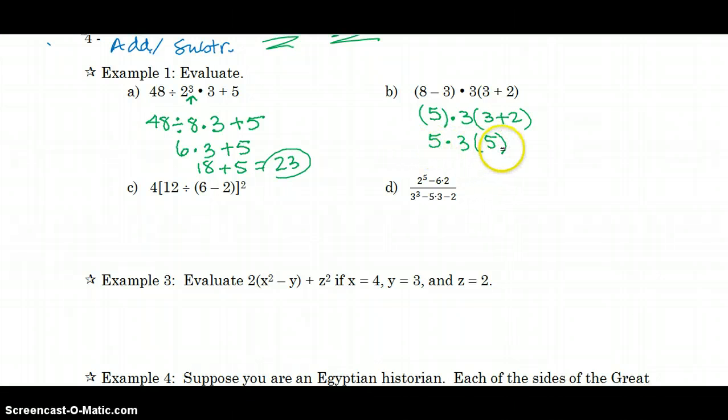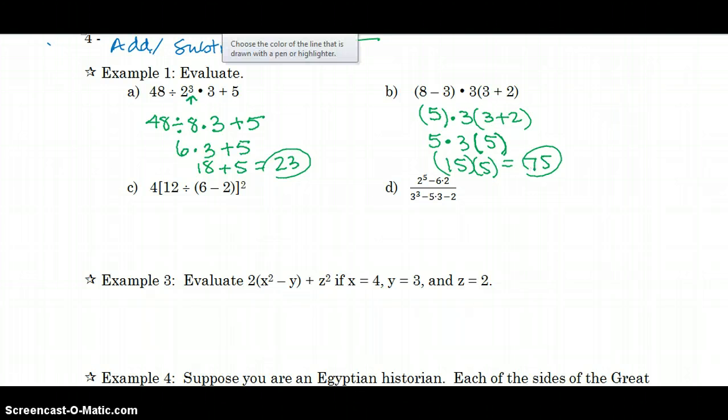Now I'm working from left to right. This is multiplication. These parentheses now mean multiplication. So working from left to right, 5 times 3 is going to give me 15 times 5, and that gives me 75 for a final answer.